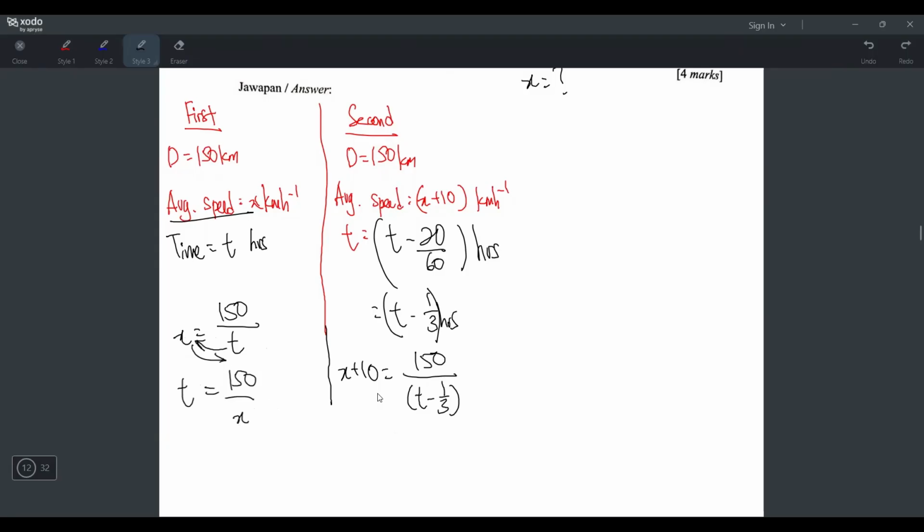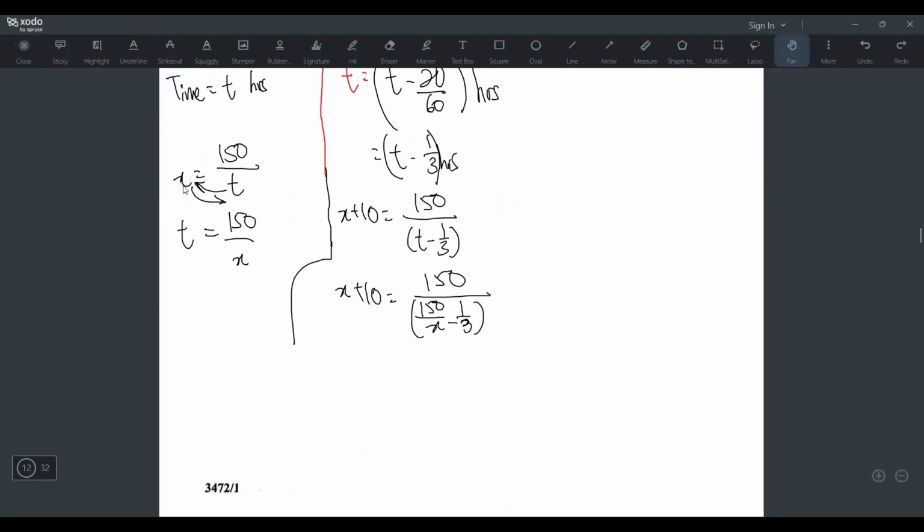So now you sub this inside here instead. Why is this better? Because you're trying to find x. Okay? So it becomes x plus 10 equals to what? 150 over t minus 1 over 3, and t is 150 over x minus 1 over 3. And put bracket.